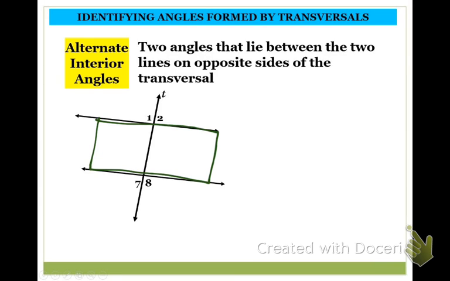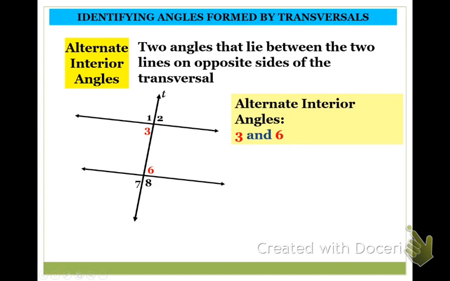All right, so what will happen is you're going to have angles like 3 and 6. Okay, they're on the inside of our two lines, and they're across from each other on the transversal. So we got 3 and 6. What do you think the next set would be? 4 and 5. Good. That's where the word alternating comes from, like hopping across the line.